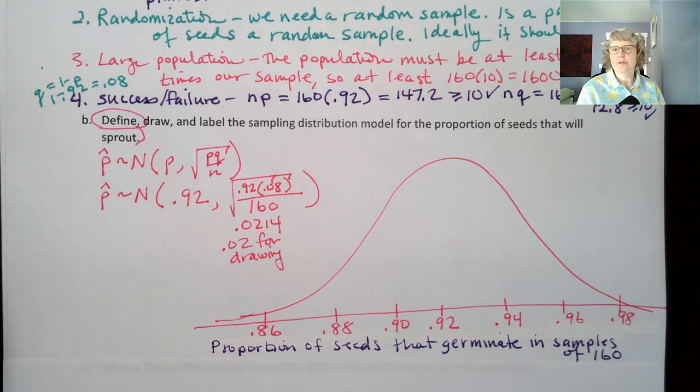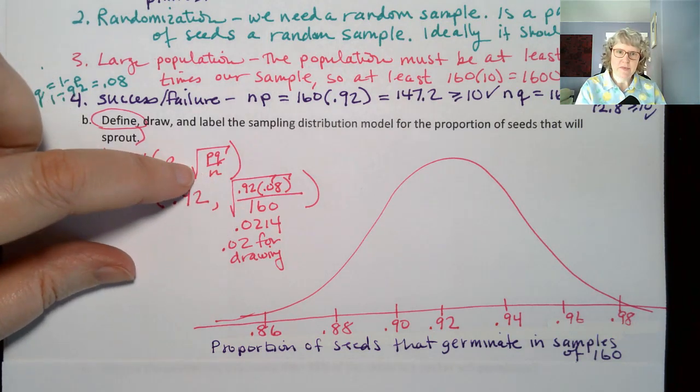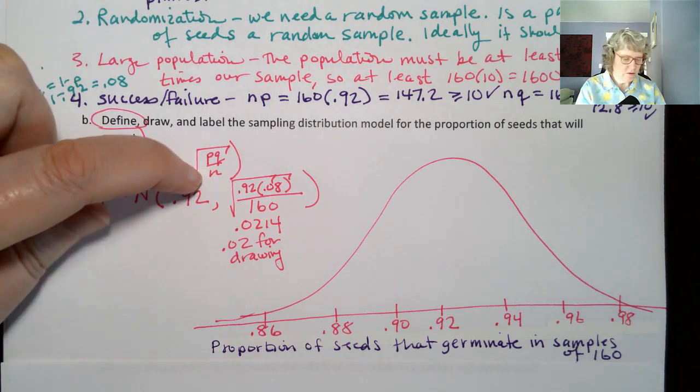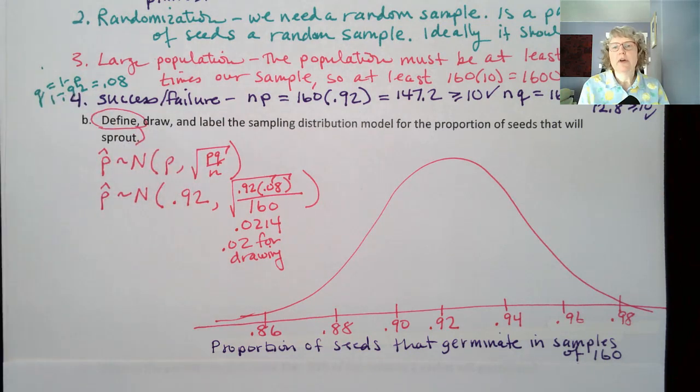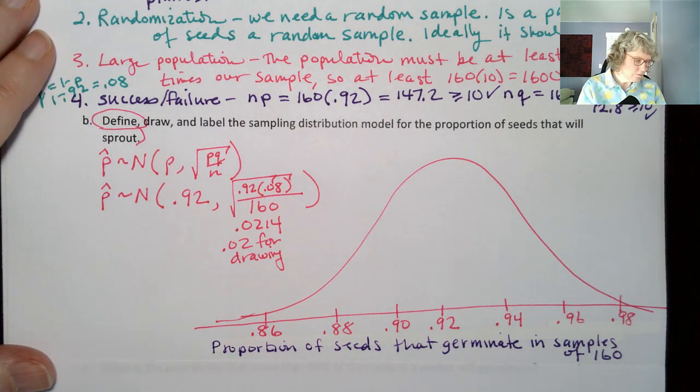Now, why am I putting 160 in my title and my label and my graph? Well, what would happen if there were only 100 seeds in a packet, or if it was a jumbo 500 seed packet? This distribution depends on n, right? That would change the standard deviation. So I would have a narrower graph or a wider graph. So if I just put proportion of seeds that germinate, standard deviation could be anything, right? But this is specific to packets of 160 seeds.